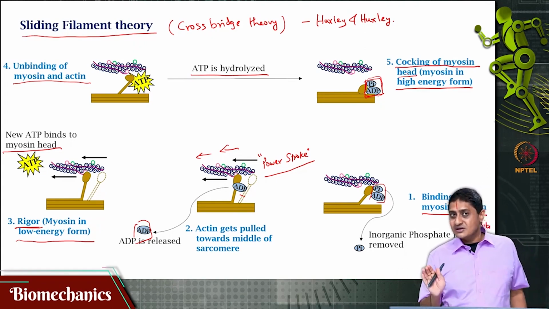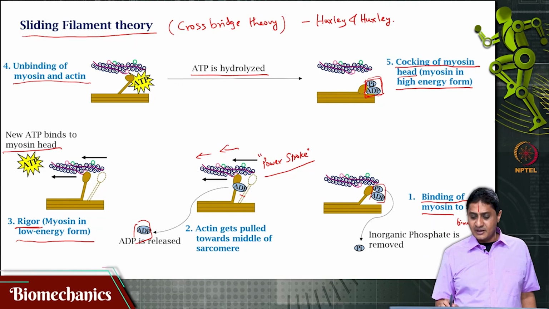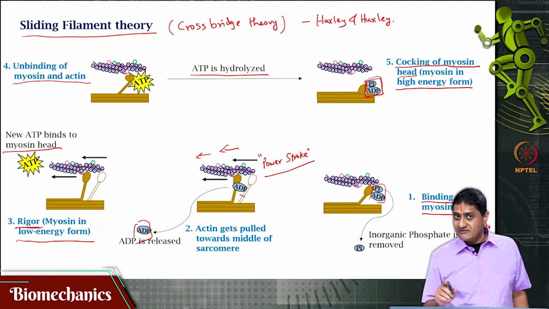But when it is cocked, it is ready to pull, but it is not yet attached to the actin binding site. And then the binding happens. Binding of myosin to actin happens. By the way, this can happen only when the binding sites are exposed. Remember that.